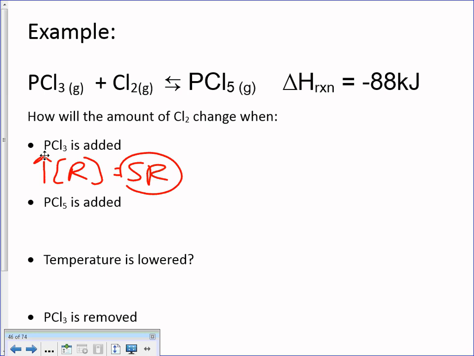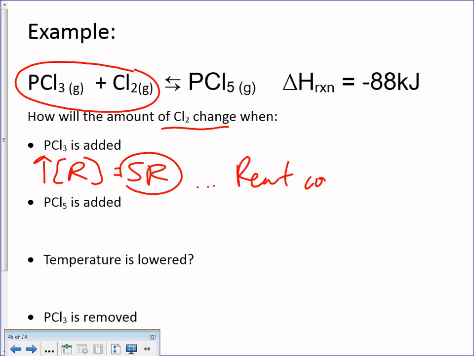What happens to the amount of chlorine gas when that shift right occurs? When it shifts right, the reaction in the forward direction is occurring. What happens to reactants when they react? Whenever you shift right, you're reacting these. When you react them, they get consumed to make products. So reactants are consumed, and if they're consumed, then the chlorine gas will decrease because it is a reactant.